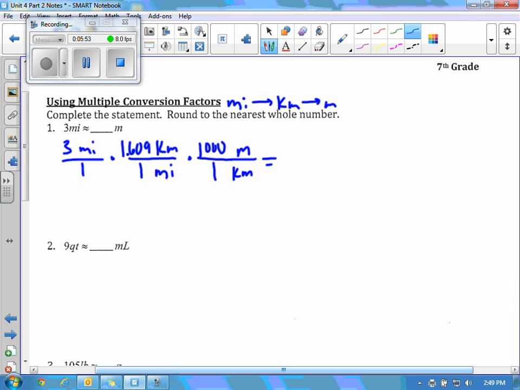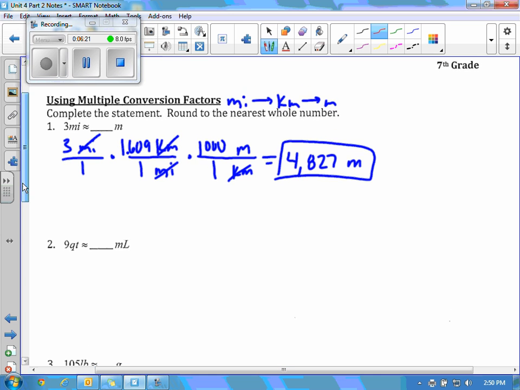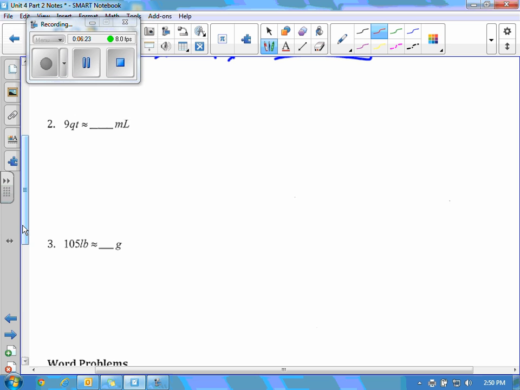Before we actually do any multiplying, we need to cancel out units. Miles on the top, cancel out miles on the bottom. Kilometers on the top, cancel out kilometers on the bottom. Then I can multiply 3 times 1.609 times 1,000, and that's going to give me 4,827. My only unit left is meters. Again, that's approximate, but I'm just rounding to the nearest place. Scrolling down to number 2, I'm going from quarts to milliliters.